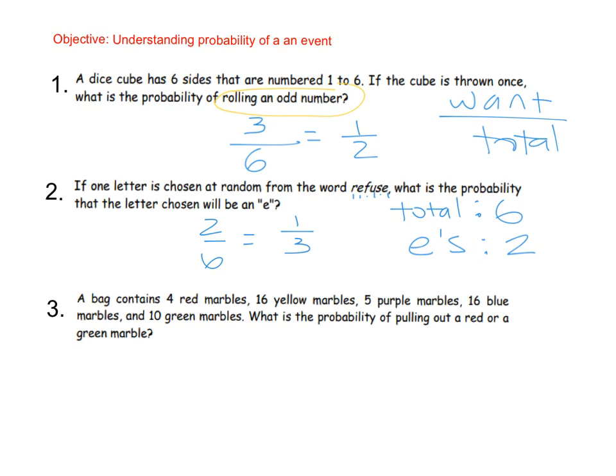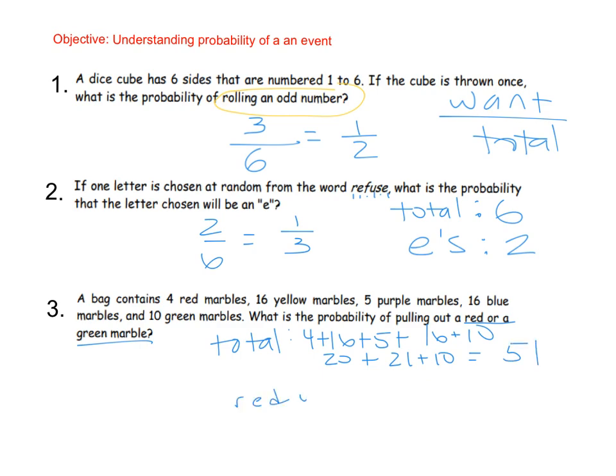A bag contains 4 red marbles, 16 yellow marbles, 5 purple, 16 blue, 10 green. What is the probability of pulling out a red or a green? So in this one, our total is 4 plus 16 plus 5 plus 16 plus 10. So let's see what that is. That's 20 plus 21 plus 10, which is 51. So that's our total.